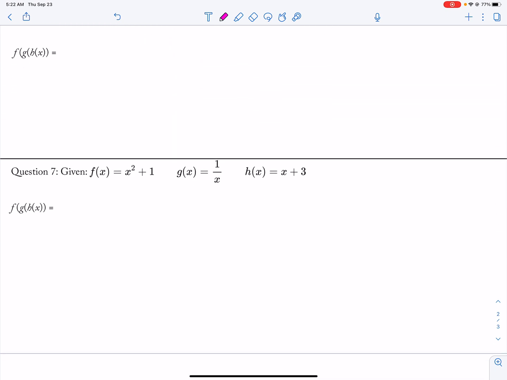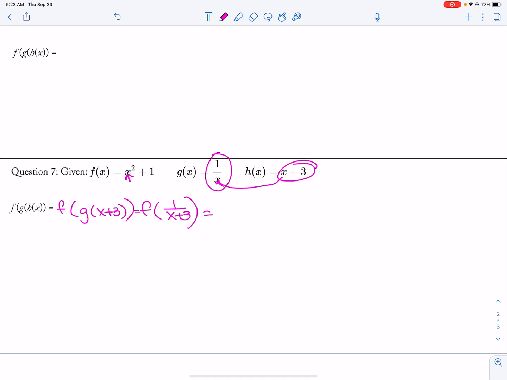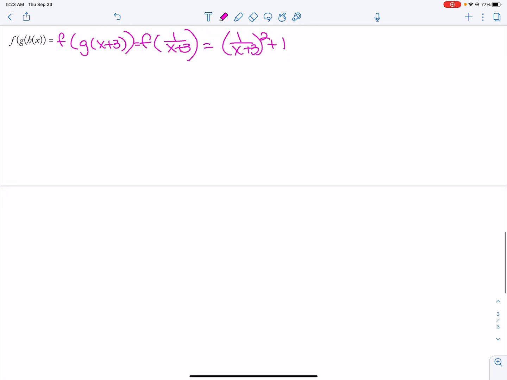And then f of g of h of x. Okay, so f of g of h of x, which is x plus 3, gives me f of 1 over x plus 3, because that's my g equation. Take the x plus 3 and plug it in for x. And then I want f of that, so then that is 1 over x plus 3, the quantity squared, plus 1. Okay? And that is it for this section.